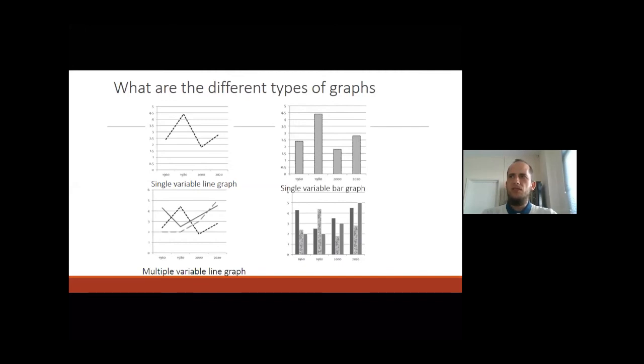We've also got exactly the same for the bar graphs. If you have a look at the information, it's exactly the same. The line graph and the bar graph hold exactly the same information. There's actually no difference. One's been represented as a line graph, the other one's been represented as a bar graph.